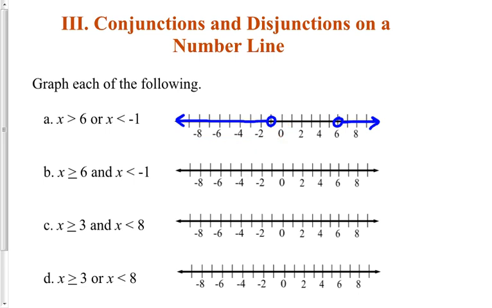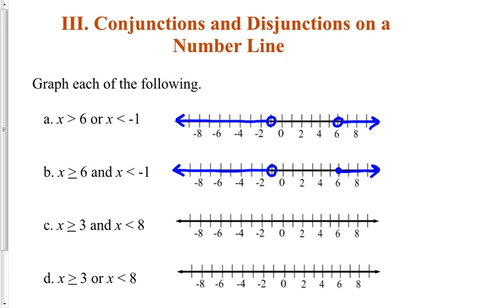Part B, x is greater than or equal to 6, and x is less than -1. Well, let's look at graphing each of these inequalities. So greater than or equal to 6, I would now use a closed circle on 6 because it can equal 6, and greater than goes to the right. X is less than -1, that has an open circle, and less than goes to the left.